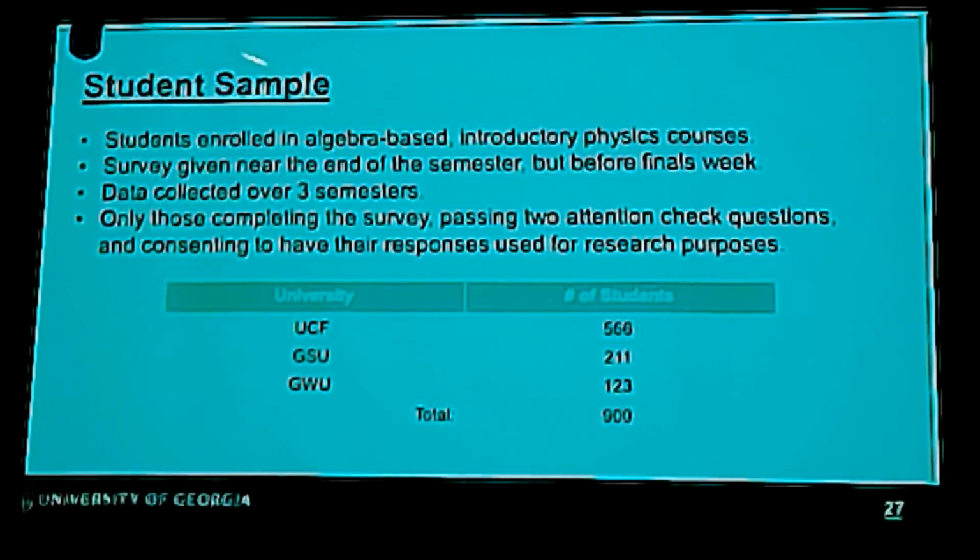So we collected data over 3 semesters here. That's what is represented. We only included those who, of course, completed the survey all the way. There were 2 attention check questions because it was pretty long. So it was just something like select agree. If they missed either one of those, we threw them out of the data analysis. And then, of course, only people who consented to have their responses used for research were included. Here, GSU and George Washington University, but in total we had 900 usable survey responses to analyze.